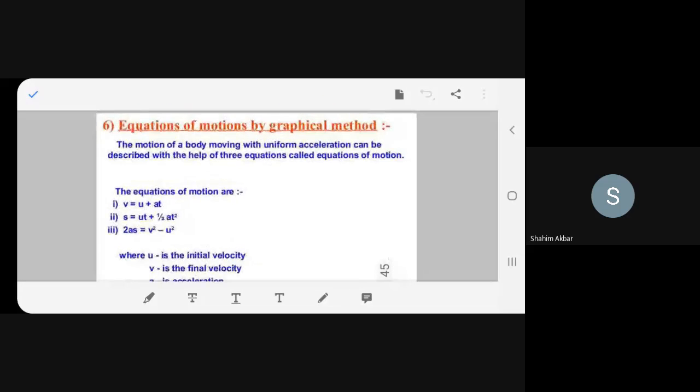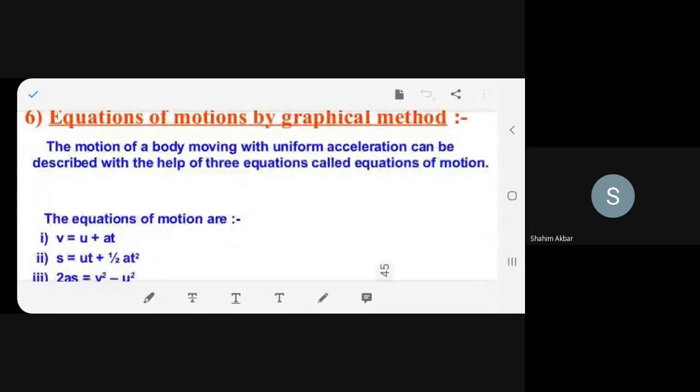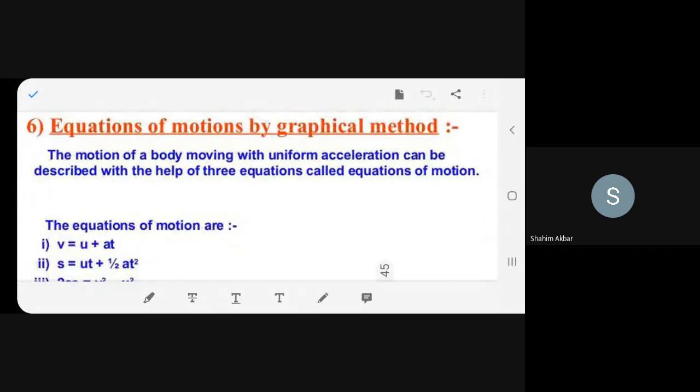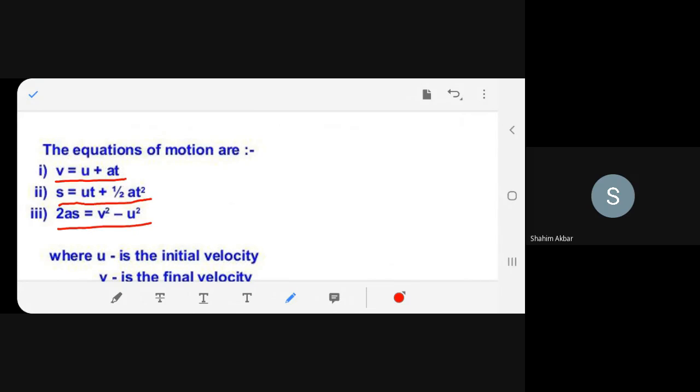So today we are going to start all the equations of motion, but only by the graphical method, not numerically. We will be using three equations known as equations of motion. The first one is V is equal to U plus AT, which we have already done, but we will be doing it again. The other one is S is equal to UT plus half AT square, and the last one is 2AS is equal to V square minus U square. These are very important equations based on which we will be doing numericals later.